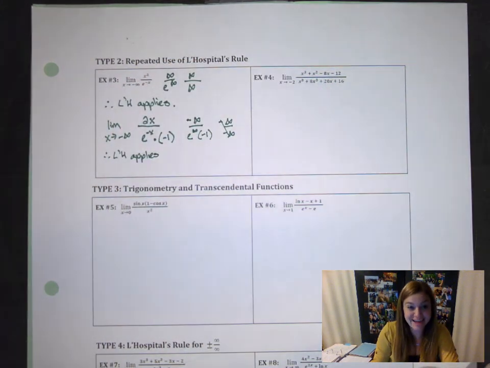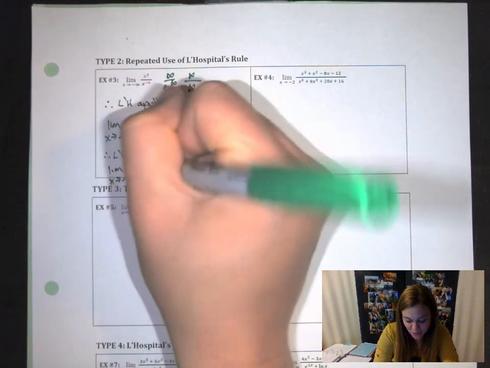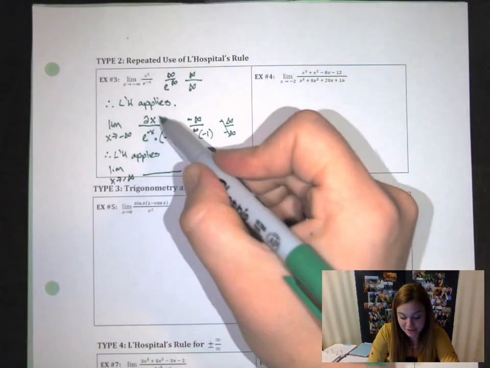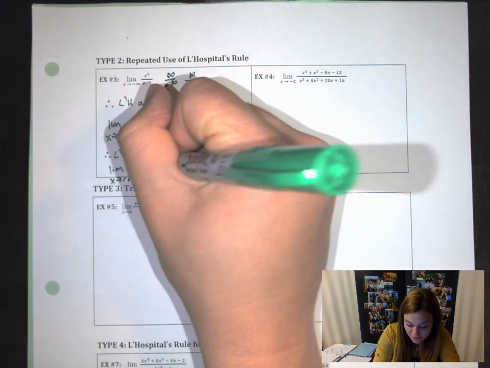So I'm doing it again. And I'm going to say the limit as x approaches negative infinity. You're like, what? I can do this more than once? You can. So I'm going to take the derivative, and now I'm going to do the derivative again. The derivative of 2x is 2.